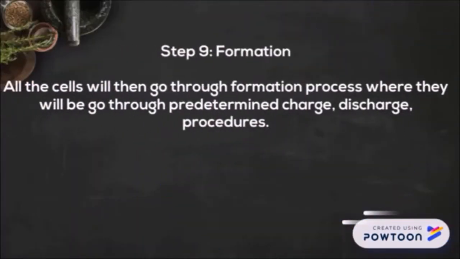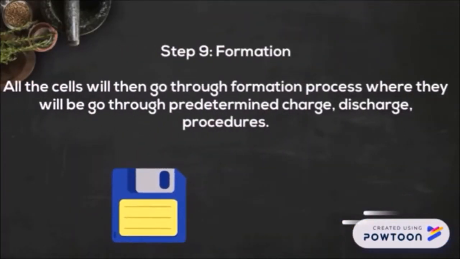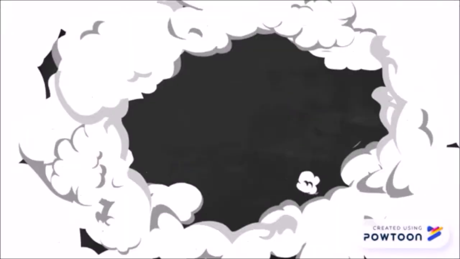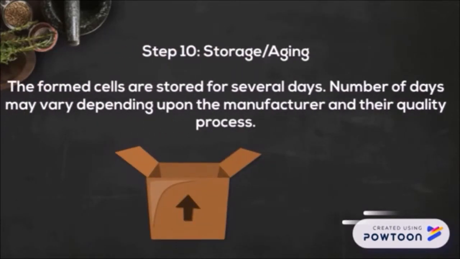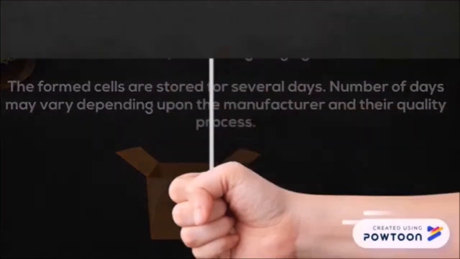Step 9 is formation. All the cells will then go through a formation process where they will go through predetermined charge and discharge procedures. Step 10 is storage or aging. The formed cells are stored for several days. The number of days may vary depending upon the manufacturer and their quality process.